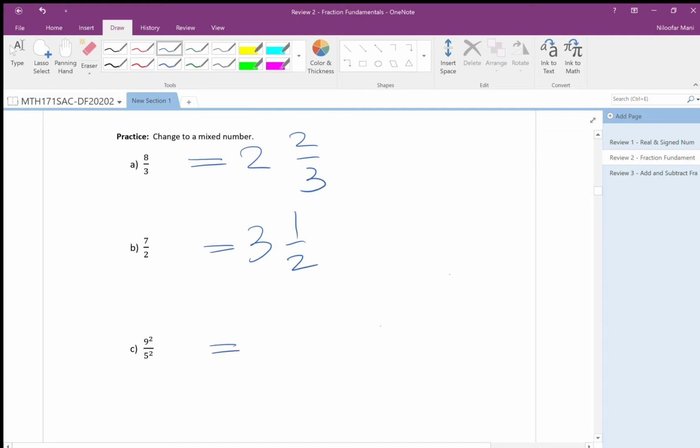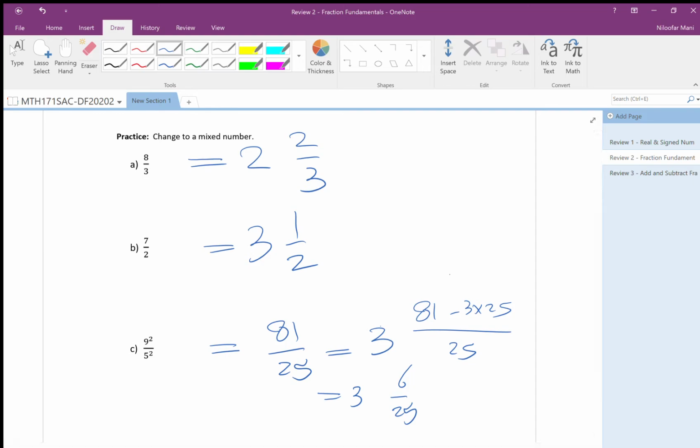Here I have to simplify first. So 81 over 25. How many 25s do I have? 3, because it's 75. And how many are left? I have to do 81 minus 3 times 25, divided by 25, which is 3. I think 6 over 25. Okay, so let me make sure. Yes.